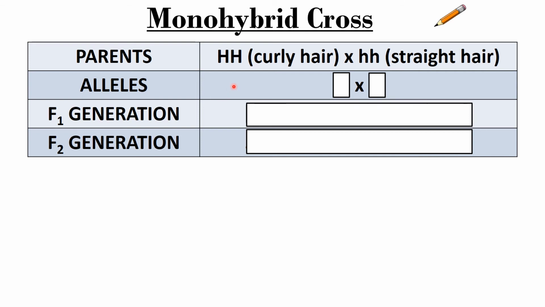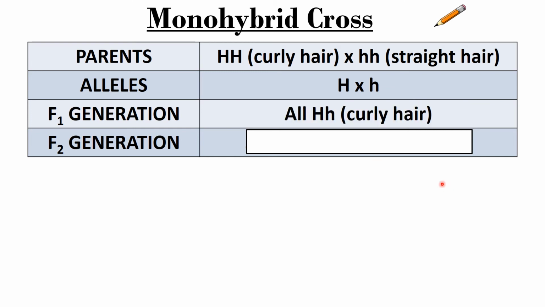So we've got two parents who have got curly hair and straight hair. They're both homozygous, dominant and recessive, and work through what the next two generations' genetics will be. So what we've got for alleles is going to be big H times small h, and as a result of that, the whole F1 generation are going to be curly haired. They're all going to be big H, small h.